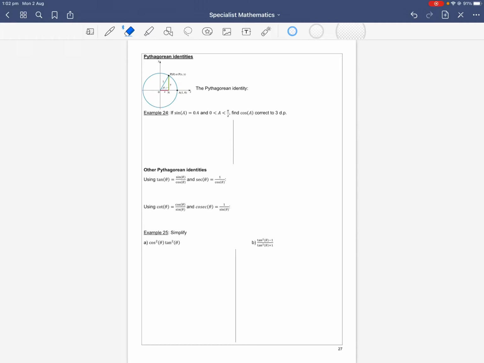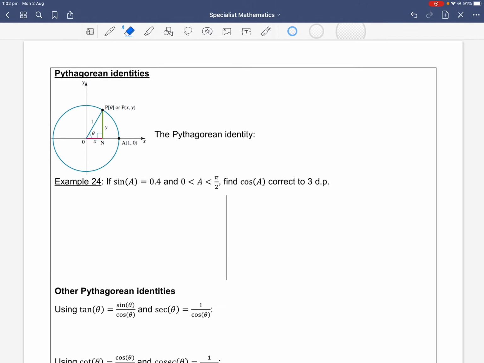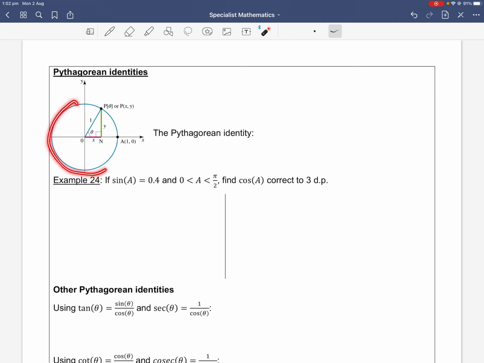What we're going to look at today is Pythagorean identities. You've actually seen this before in methods. So what we have is a unit circle, so a circle of radius 1. We're going to focus specifically on our right angle triangle.